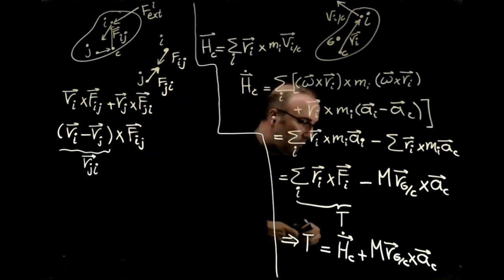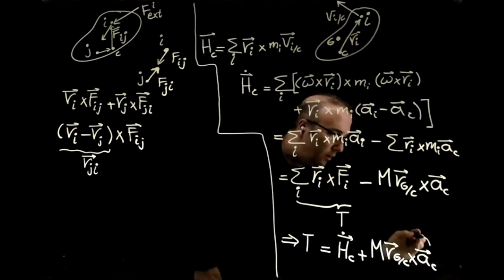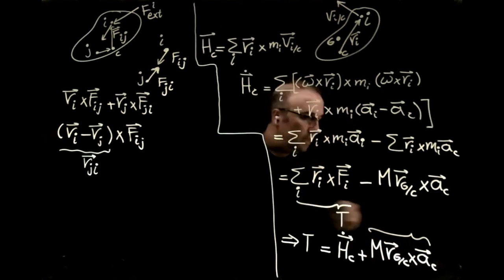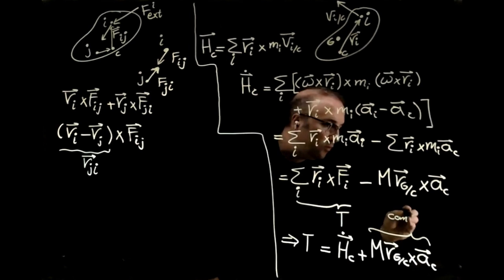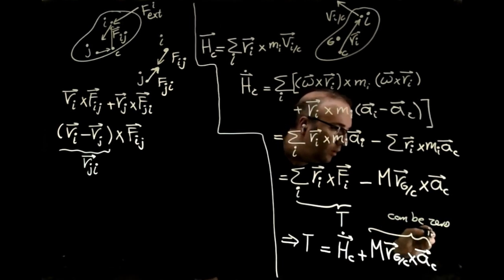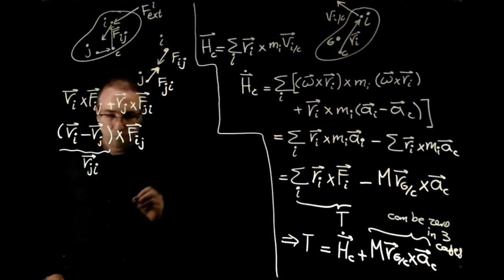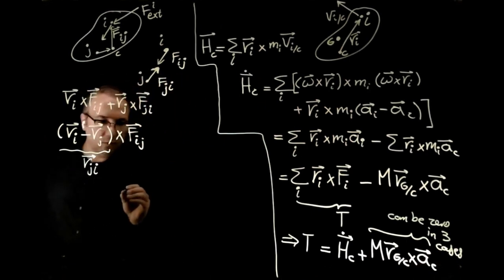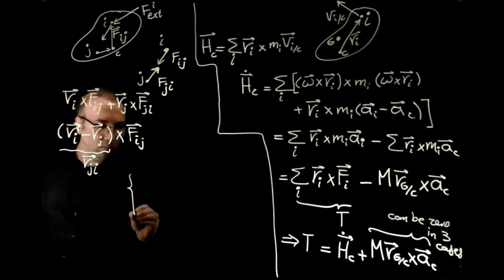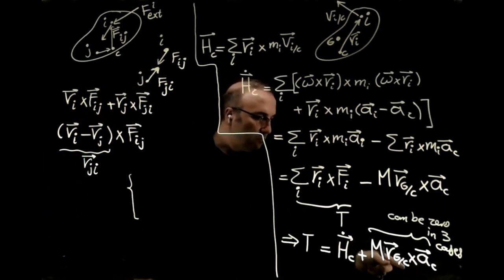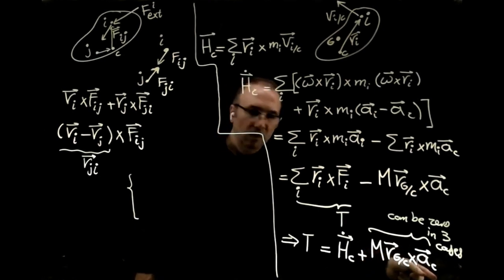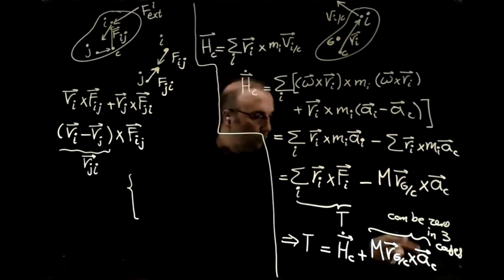Now, this term can be zero in 3 cases. Right? What are those cases? So let's write it here. One of them is that this is zero. The other one is that this is zero. The other one is that these two are parallel. Again, cross product would vanish.